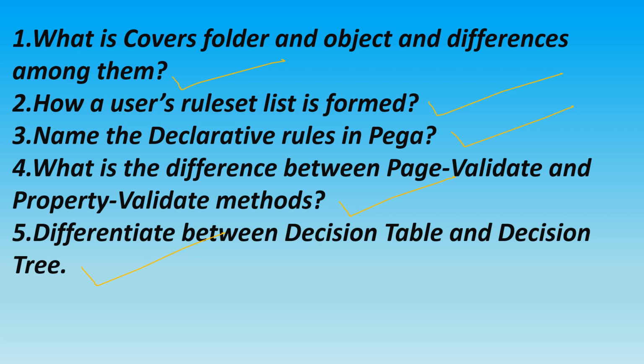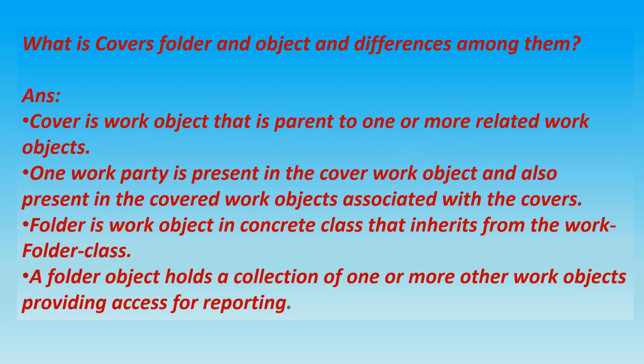So, what is covers, folder and object and differences among them? Cover is a work object that is parent to one or more related work objects. One work party is present in the cover work object and also present in the covered work objects associated with the covers. Folder is a work object in a concrete class that inherits from the work folder class. A folder object holds a collection of one or more other work objects, providing access for reporting.